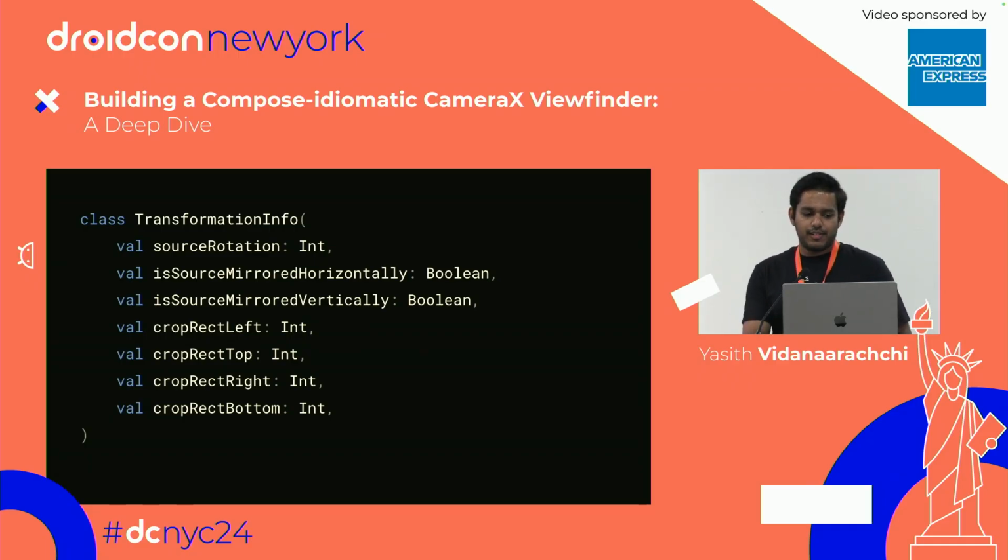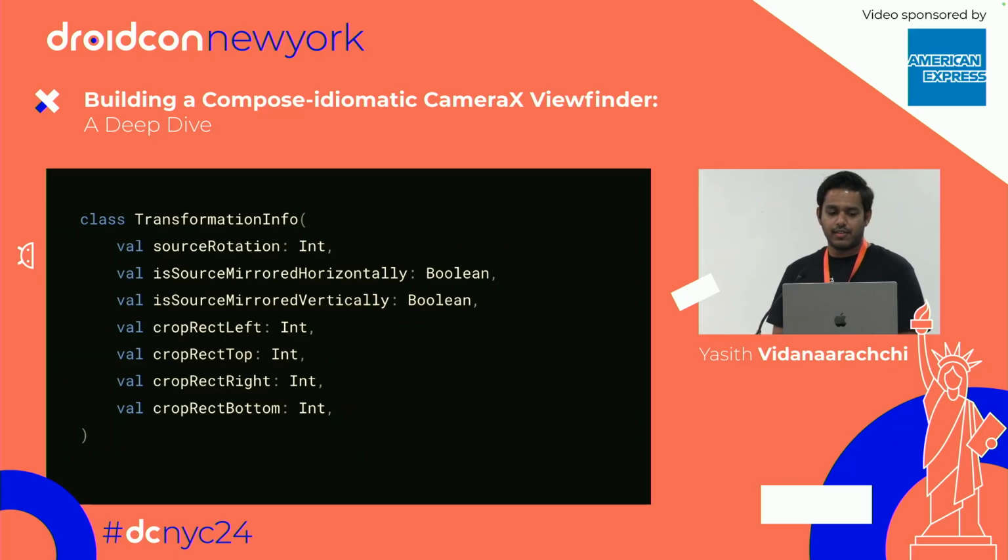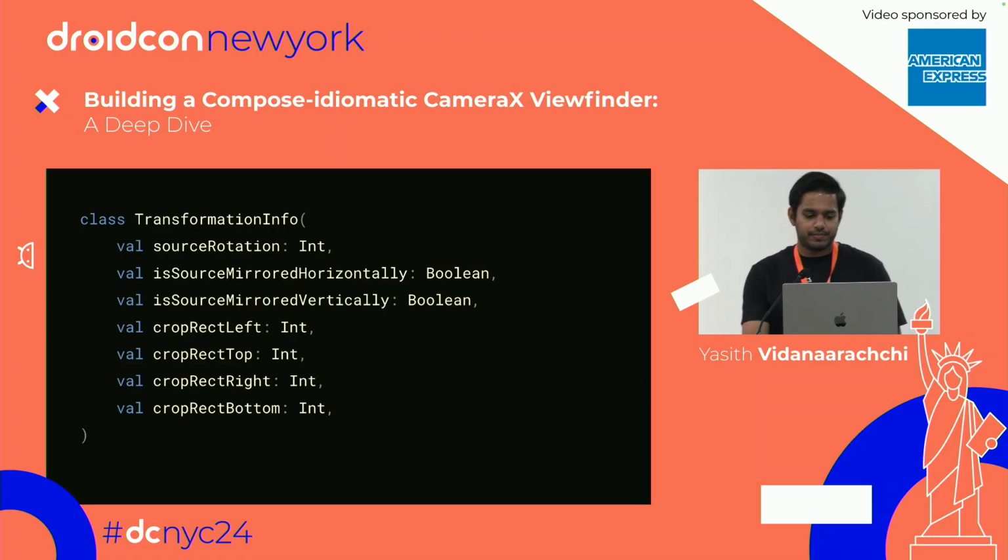First of all, the source rotation. If the camera sensor is rotated, we want to know that, so we have to rotate back into the natural orientation. Then we have mirrored horizontally and vertically. Most of the time, this is just mirrored horizontally. For example, in the selfie camera, you want the image we get to be mirrored. And then we have a crop rectangle, basically telling us what we are going to capture if we are capturing images. So we also have to make sure we show that crop rectangle in the preview.